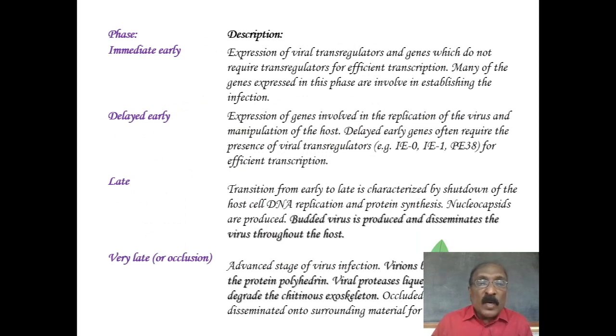In the early phase, as soon as the virus enters the insect, there is expression of viral transregulators and of the genes which do not require transregulators for efficient transcription. Many of the genes expressed in this phase are involved in establishing the infection.